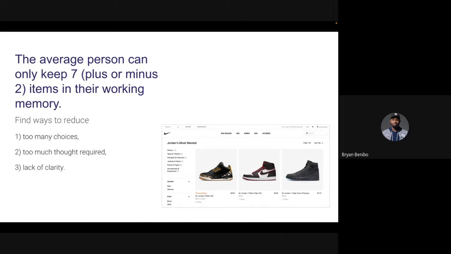Find ways to make sure that they don't think too much. Find ways to create clarity. So I gave an example of this website where they're buying shoes, right? They have been able to create clarity. Like I was saying before, the most important things are on the left-hand side, because that's what people see first. So they arranged all the categories on the left-hand side: the shoes, t-shirts, hoodies, and jackets, right?